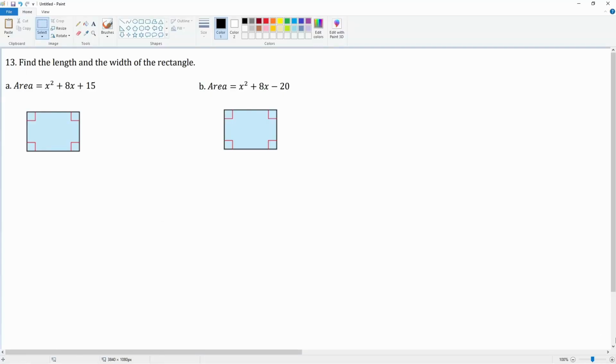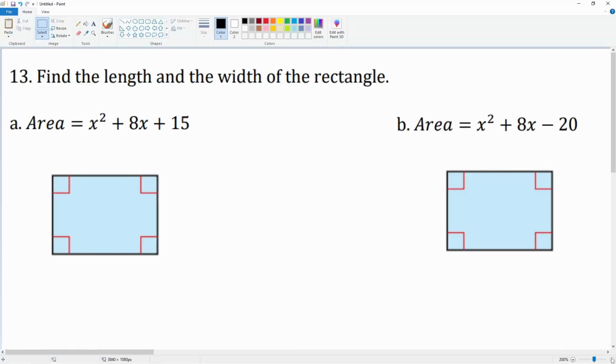Number 13 asks us to find the length and the width of this rectangle. So we have the area. The area here is x squared plus 8x plus 15. We want to break it down to its length and its width. To break it down, we can say that the area is equal to the length times the width.